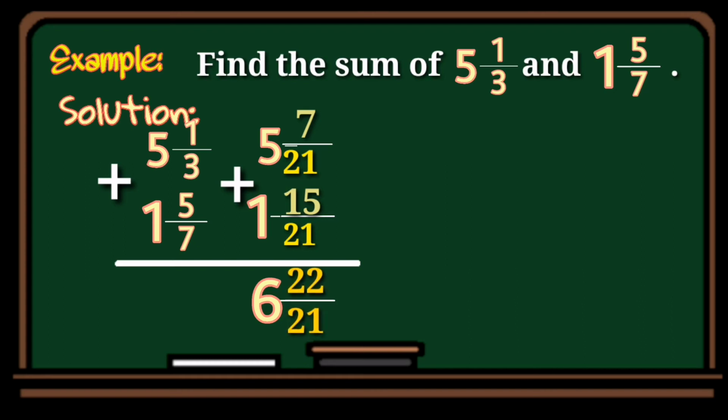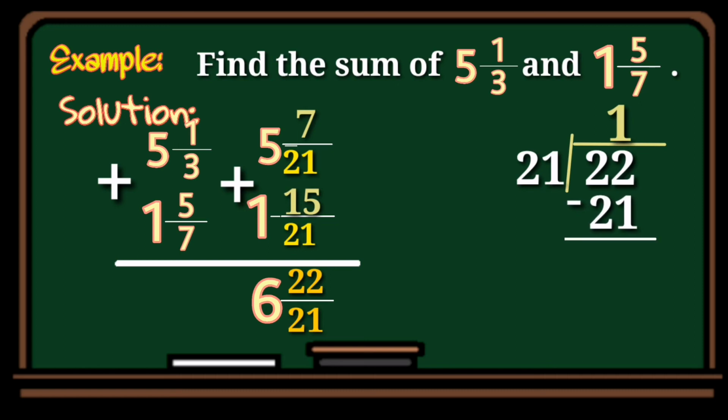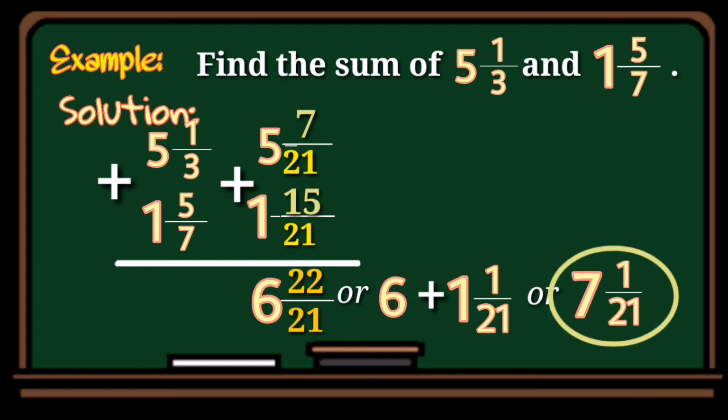6 and 22 over 21 is not yet our final answer because our fraction is improper. So we need to rename the improper fraction as a mixed number by dividing the numerator by the denominator. So our numerator is 22 divided by our denominator 21. So 22 divided by 21 is 1. 1 times 21 is 21. Then 22 minus 21 equals 1. So 22 over 21 will be renamed as a mixed fraction and that becomes 1 and 1 over 21. So we will regroup 6 plus 1 and 1 over 21 becomes 7 and 1 over 21.